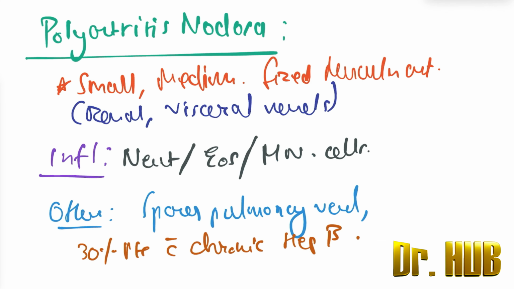So let's just recap. We dealt with polyarteritis nodosa. It involves the small and medium sized muscular arteries. It involves the renal and the visceral vessels. The inflammatory cells involved include the neutrophils, eosinophils and the mononuclear cells. It spares the pulmonary vessels. There are 30% of patients with chronic hepatitis.